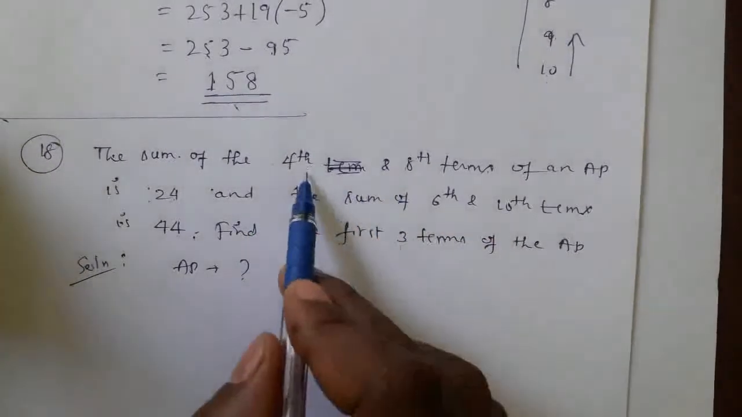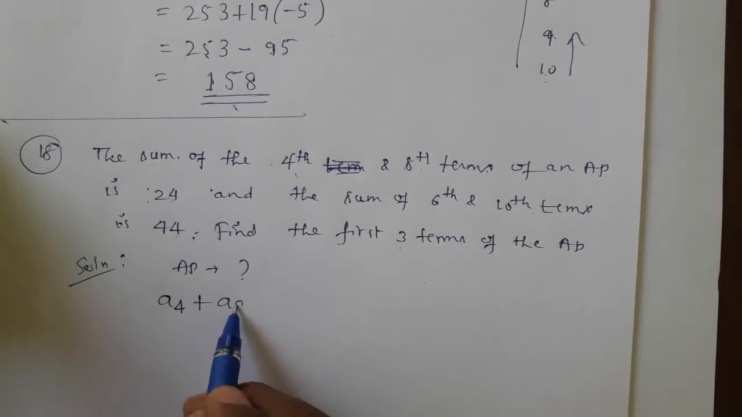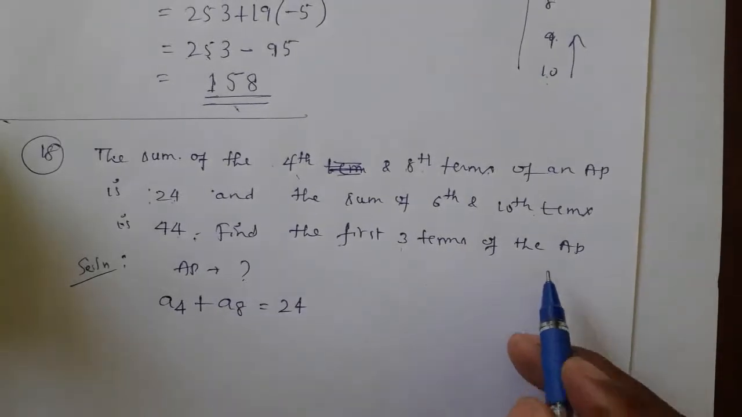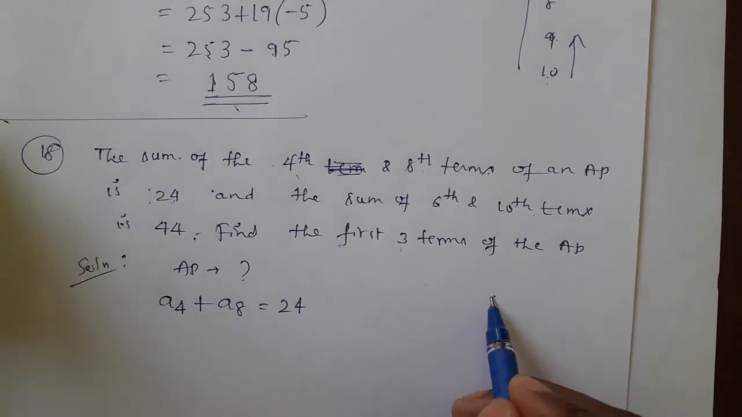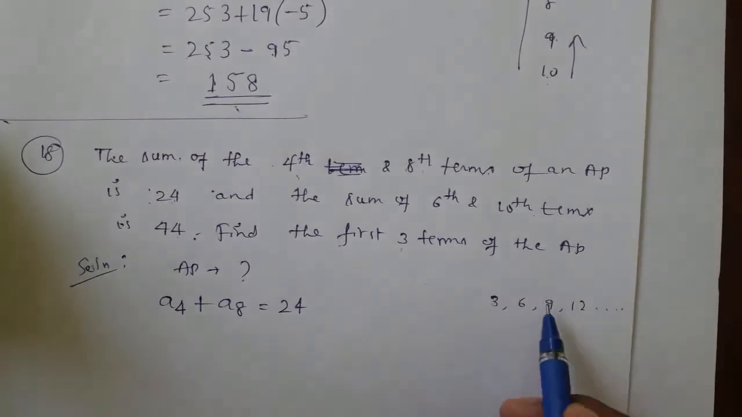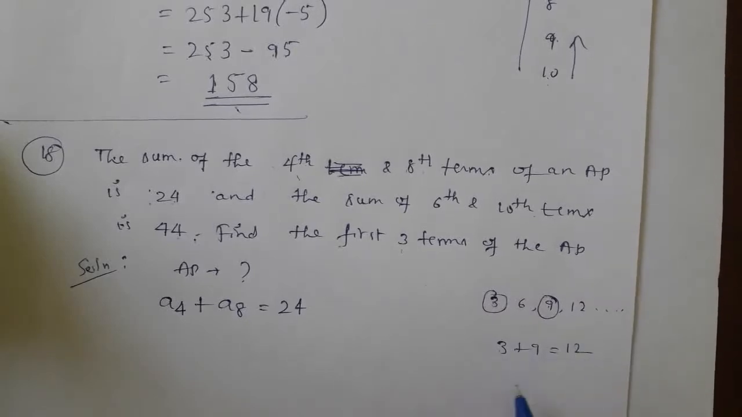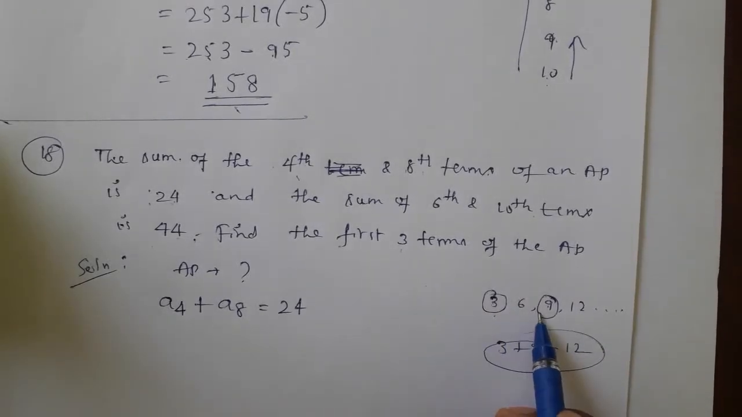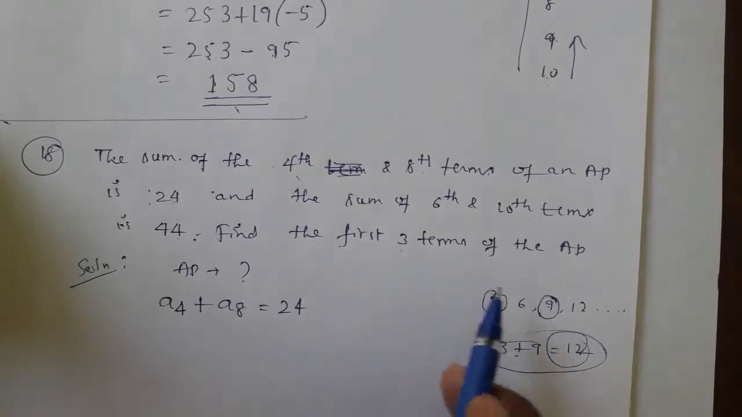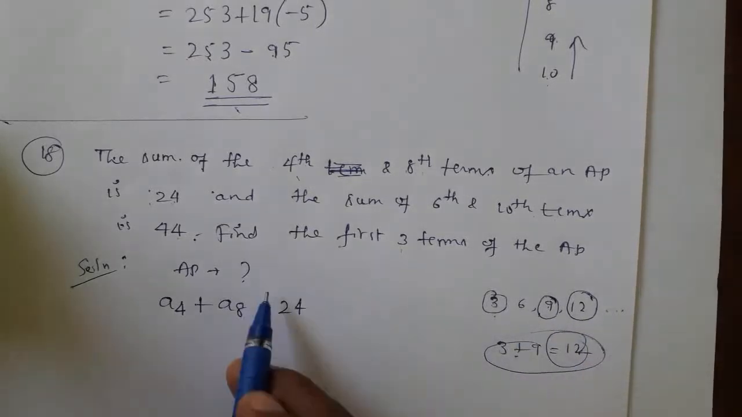What are the clues given? A4 plus A8 is equal to 24. See, if you look at one progression, I take 3, 6, 9, 12 and so on. This is the first term, this is the third term. The sum of the first and third terms means 3 plus 9 is equal to 12. In the same way it is given: the sum of the fourth term and the 8th term together is equal to 24.